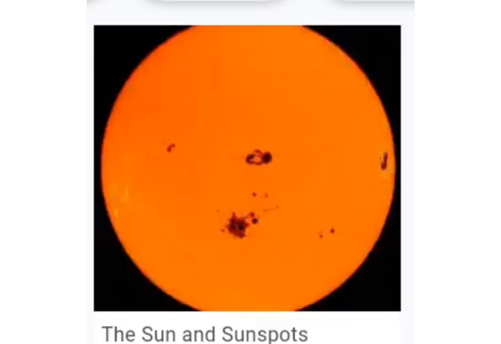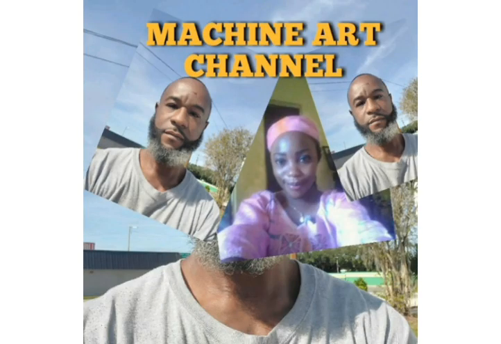Sunspots number and how it affects human life and activities on Earth.